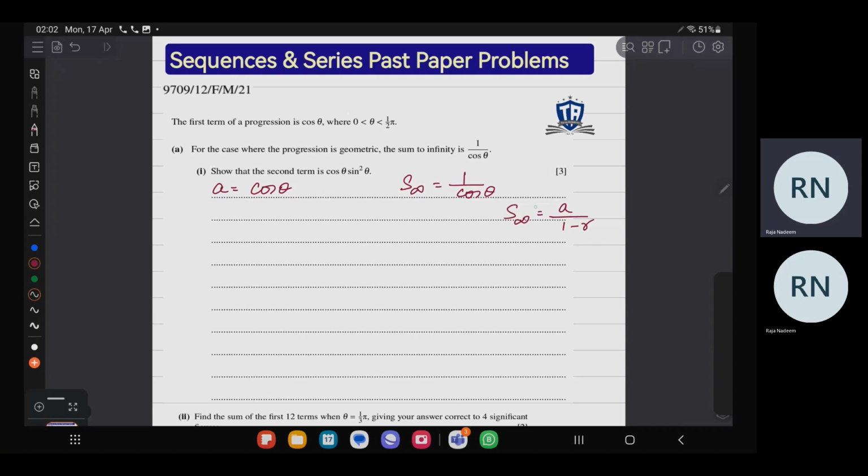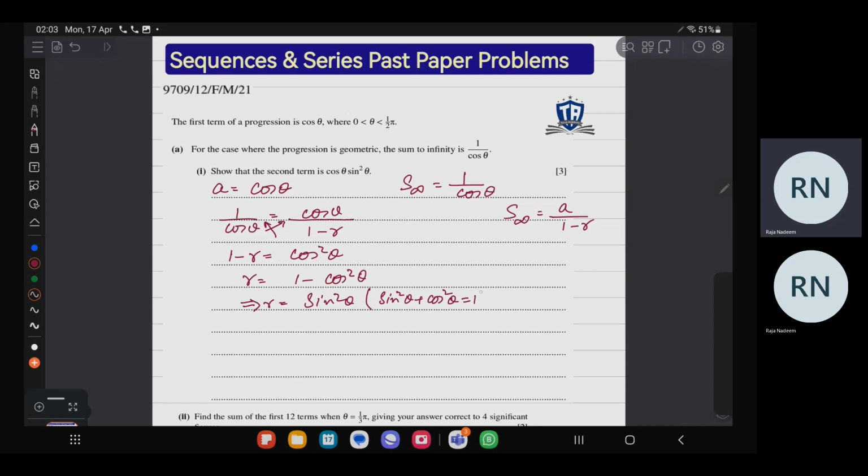Okay, let's find r. So sum to infinity is equal to 1 over cos of theta, which is equal to cos of theta divided by 1 minus r. Cross multiply the term. 1 minus r is equal to cos square theta. And r would be equal to 1 minus cos square theta. This implies that r is equal to sine square theta by using the identity. Identity is sine square theta plus cos square theta is equal to 1.